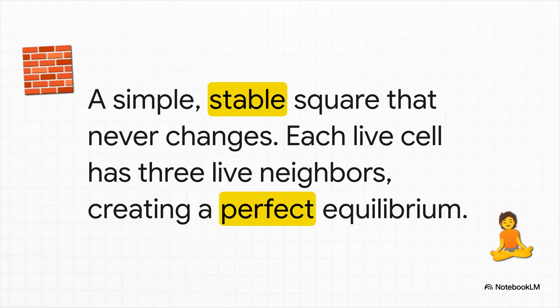Here's a perfect example of a still life. It's called the block. It's just a 2x2 square. Each living cell inside it has exactly 3 neighbors. So, according to the rules, they survive. And all the dead cells around it? None of them have 3 neighbors, so they stay dead. It's in this perfect, stable balance. A little boring maybe, but stable.